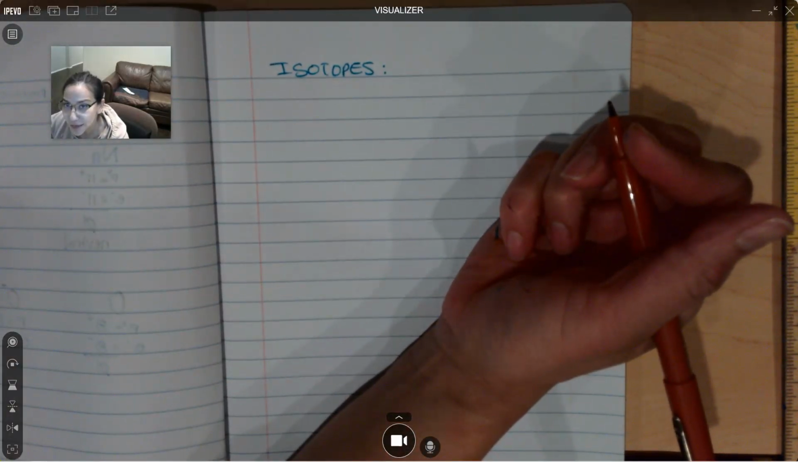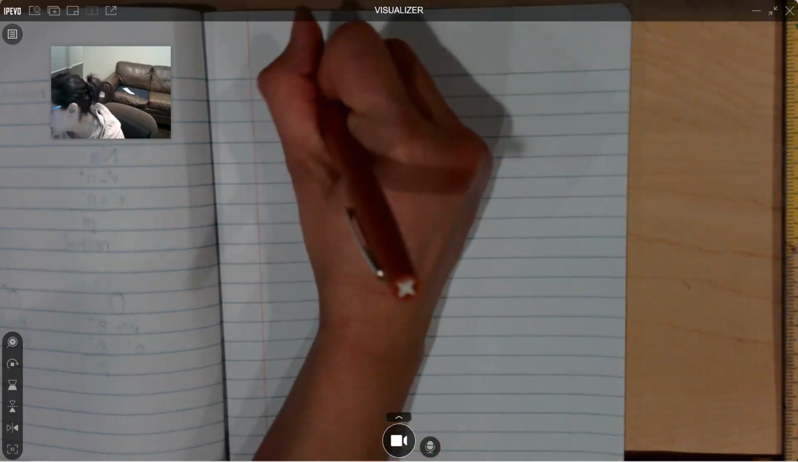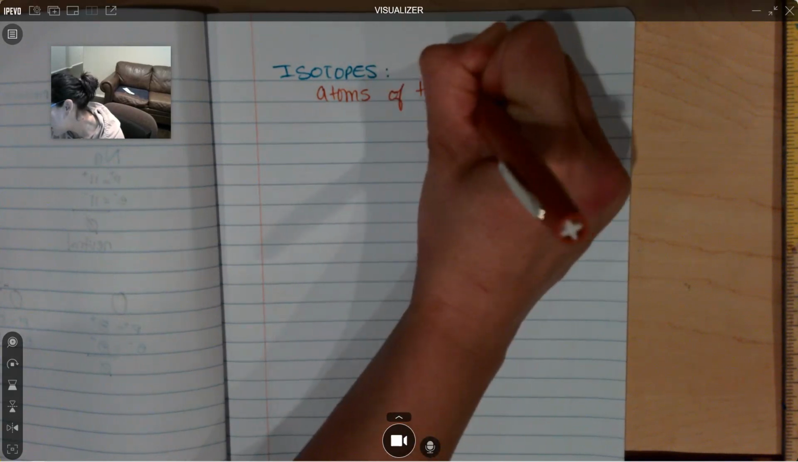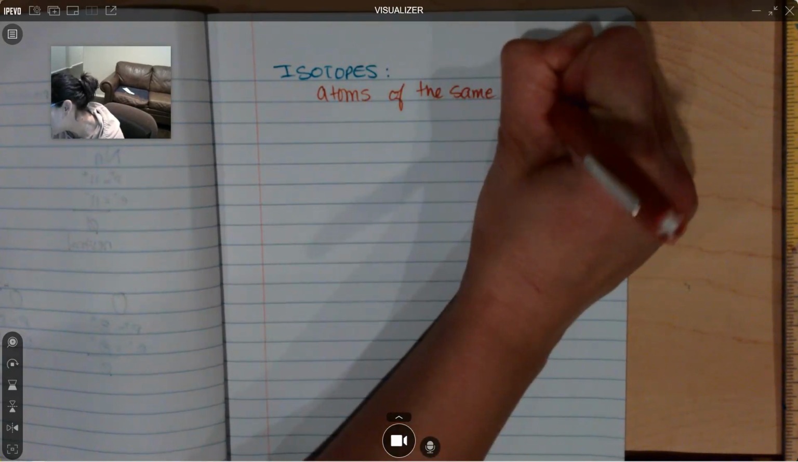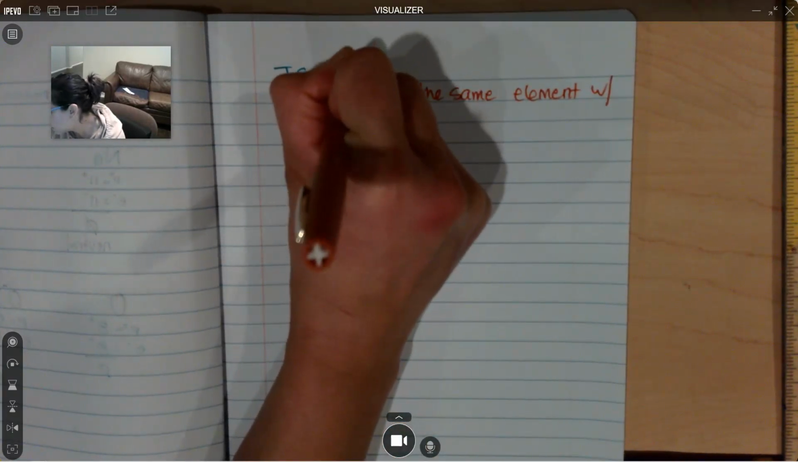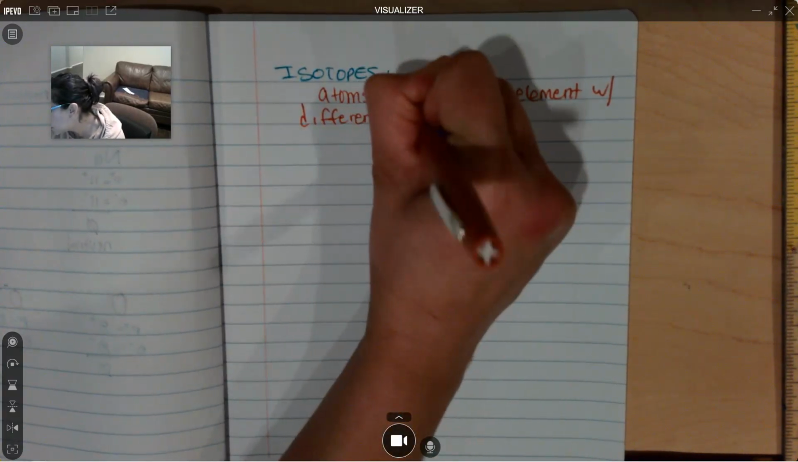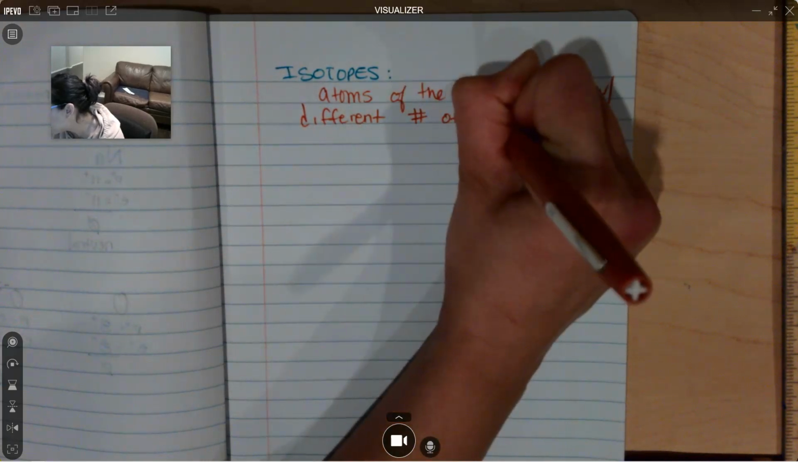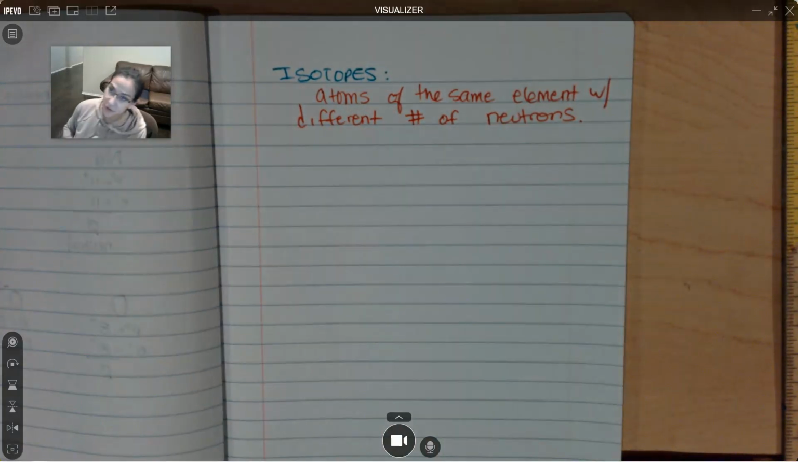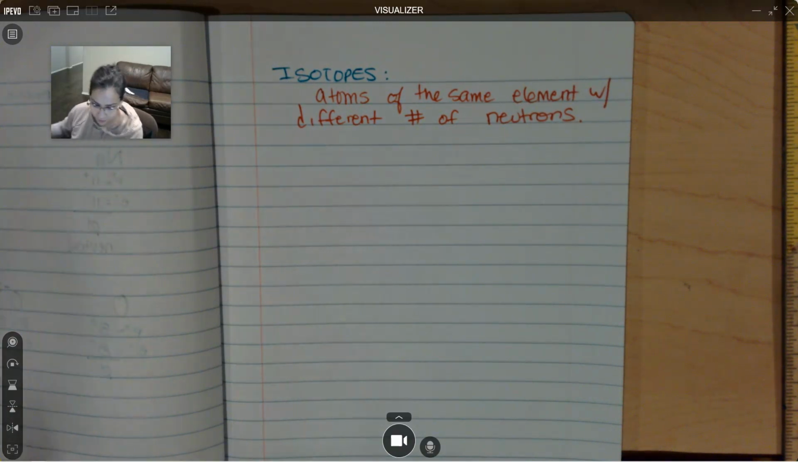Isotopes are basically atoms of the same element with different or varying number of neutrons. Okay, and if it has varying number of neutrons, it's going to also have a varying mass number. All right, so let's go over an example of this.